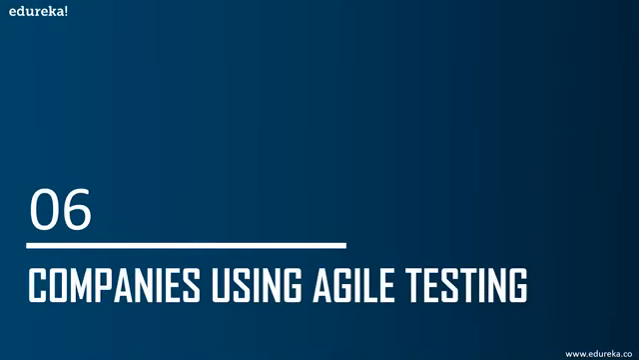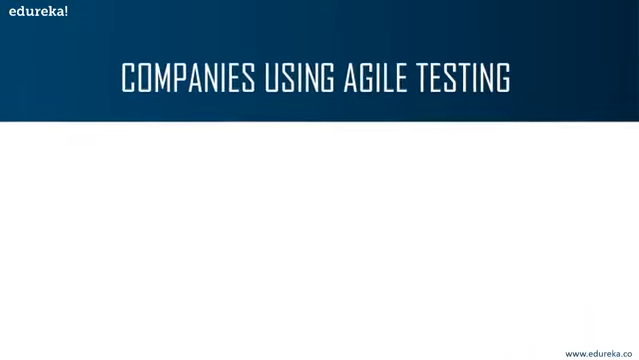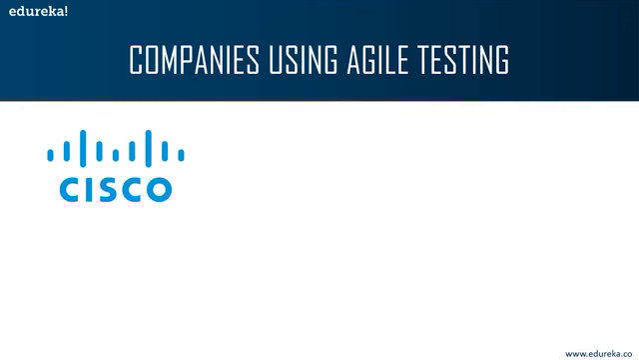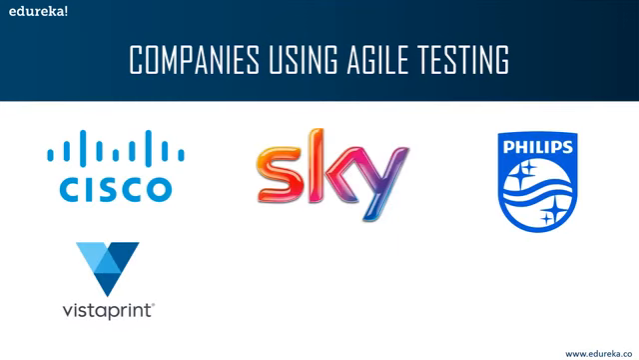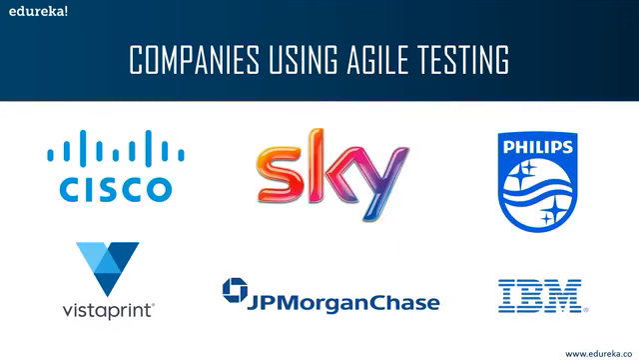So now that you know why we need to perform agile testing in our everyday life, let's move on and have a look at the big companies that actually use agile testing for their software. So let's have a look at some of the big names. So there are Cisco, Sky, Philips, Vistaprint, JP Morgan Chase, IBM, and many more such companies that use agile testing as one of their methodologies.